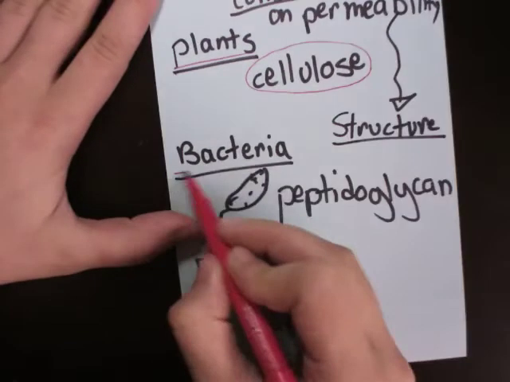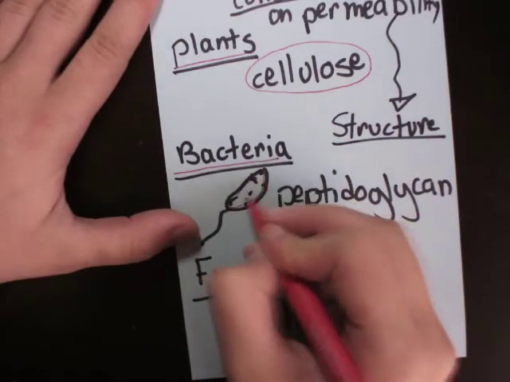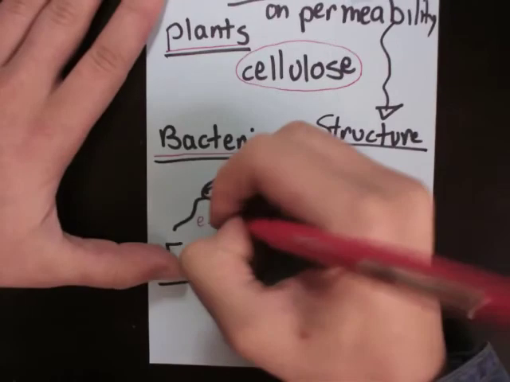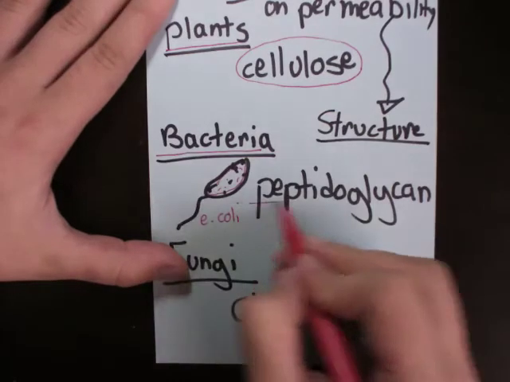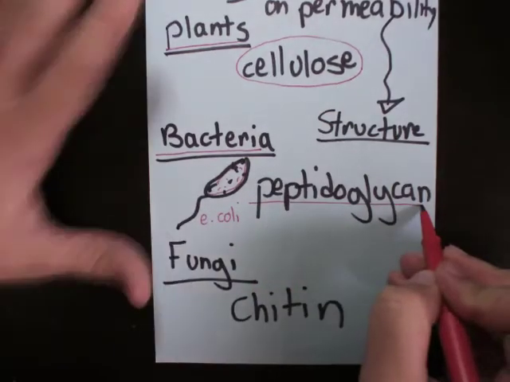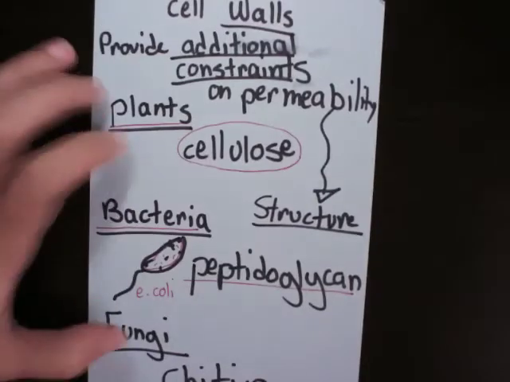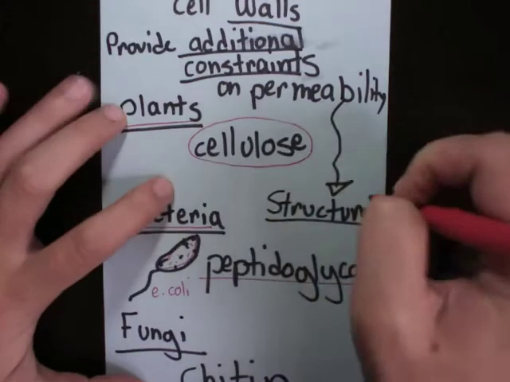In bacteria that might look something like a fuzzy potato with a tail. This is a really bad drawing of E. coli. A bacteria like E. coli has a cell wall too, but this one's made of peptidoglycan. Fungi also have cell walls. These are made of chitin. And although these are made of 3 different things, they have 2 very similar functions.